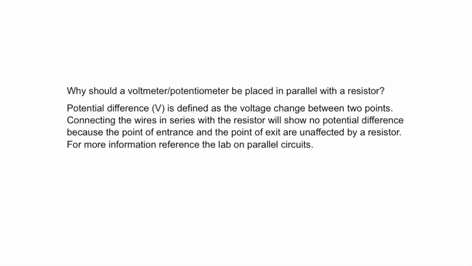Also, why should a voltmeter or potentiometer be placed in parallel with a resistor? Potential difference is defined as the voltage change between 2 points. Connecting the wires in series with the resistor will show no potential difference because the point of entrance and the point of exit are unaffected by a resistor. For more information, reference the lab on parallel circuits.